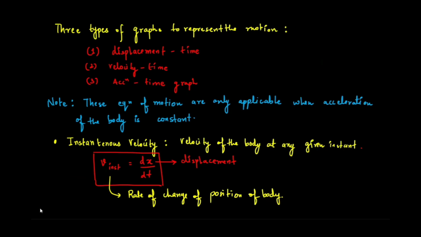Okay. So this d by dt is something which represents the derivative. For example, if we have the displacement equation, then d by dt represents that we have to differentiate the equation of displacement in order to get the velocity.